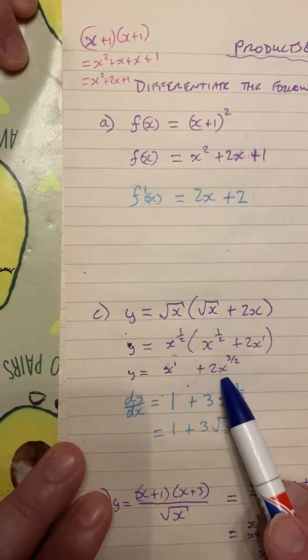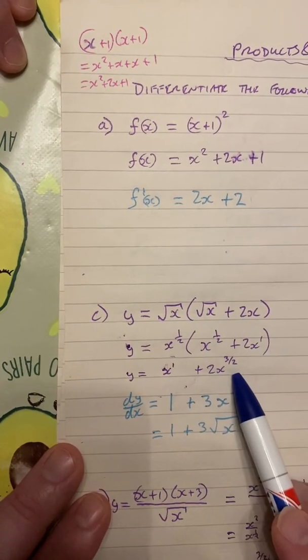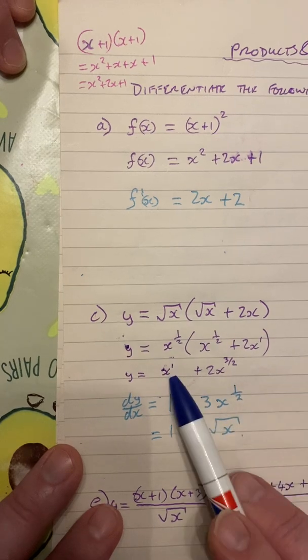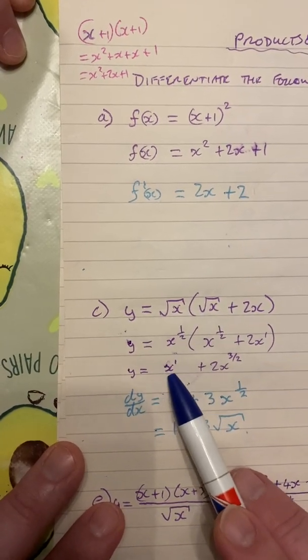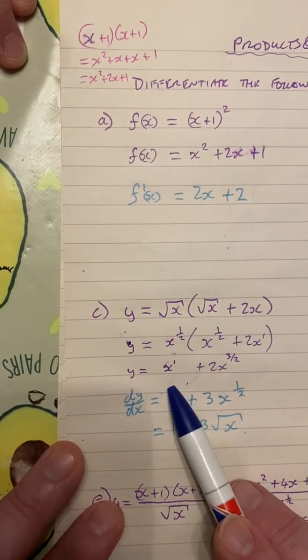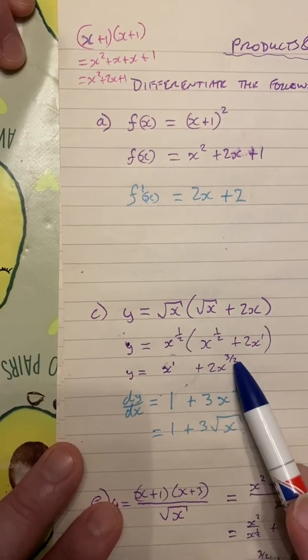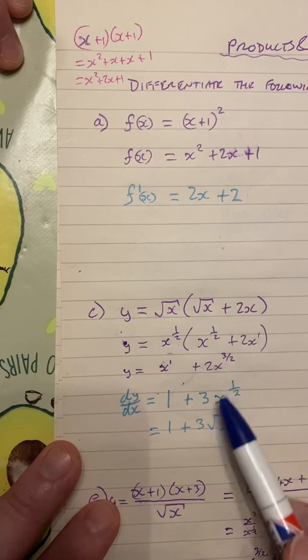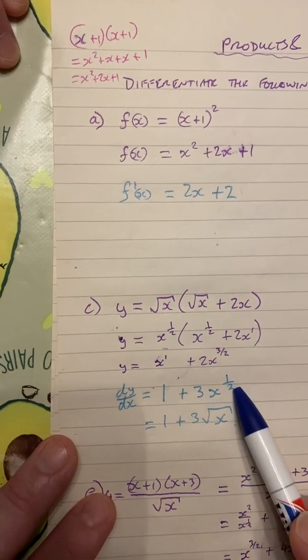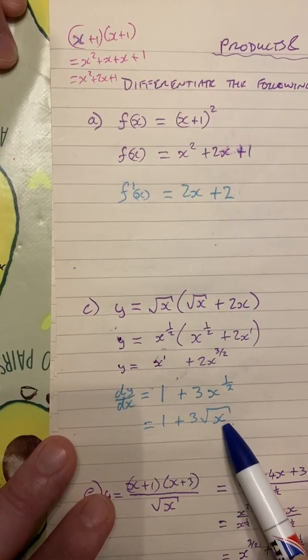And this is 2x to the, 1 plus a half is 3 over 2. So when we differentiate the x, it's 1x to the 0, so it just becomes 1. And here, the 2's cancel, leaving us the 3, because it's 3 over 2 times 2. So 3x to the half, which is 1 plus 3 root x.